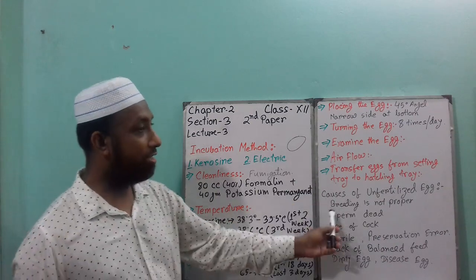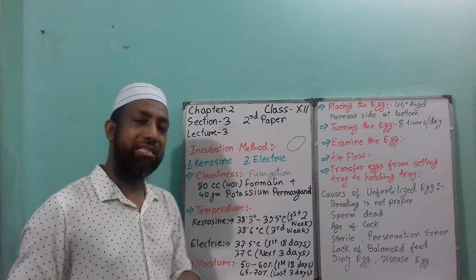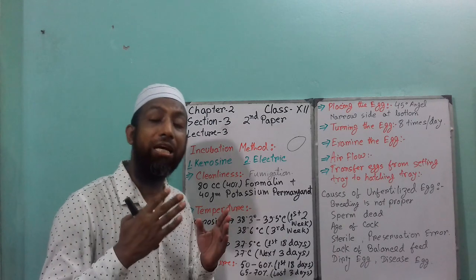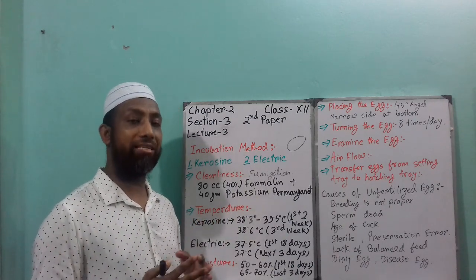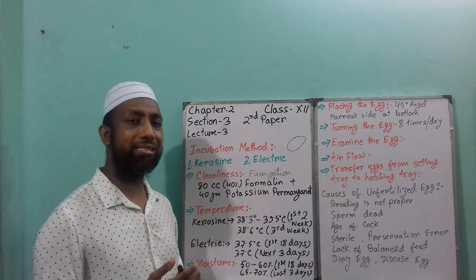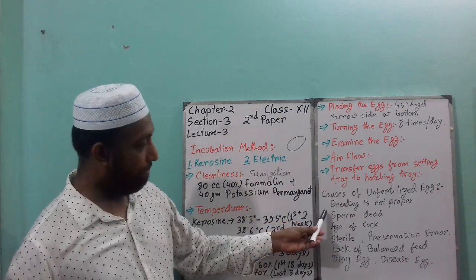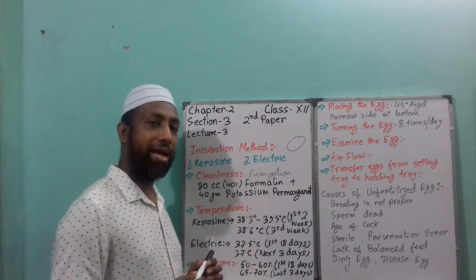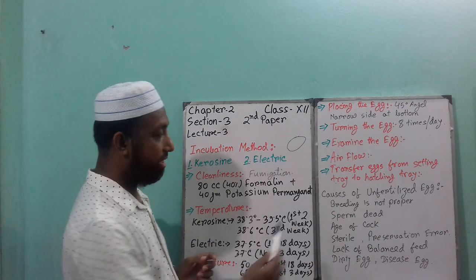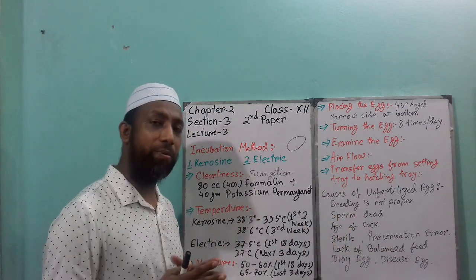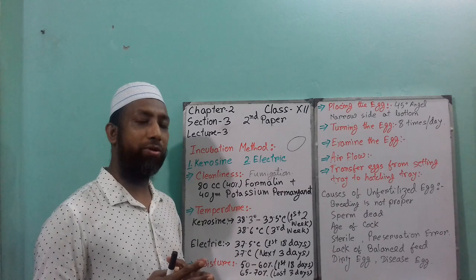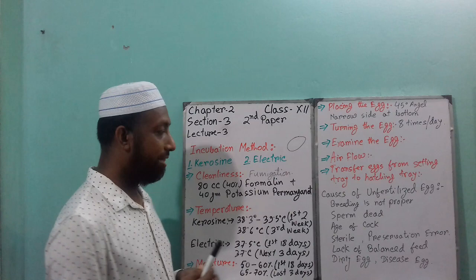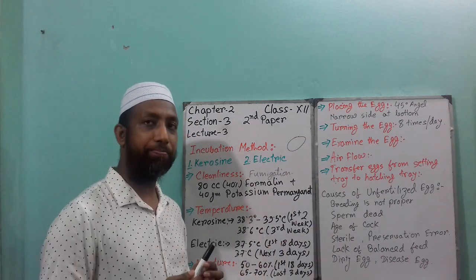Next point is causes of unfertilized egg. Sometimes we do not get chicks from the eggs. That means the egg is not hatched. Why? There are some points to explain, which are the causes of unfertilized eggs, where we cannot get hatching from the eggs. The first is that breeding is not proper. If there is not proper breeding, we will not get chicks from the eggs.